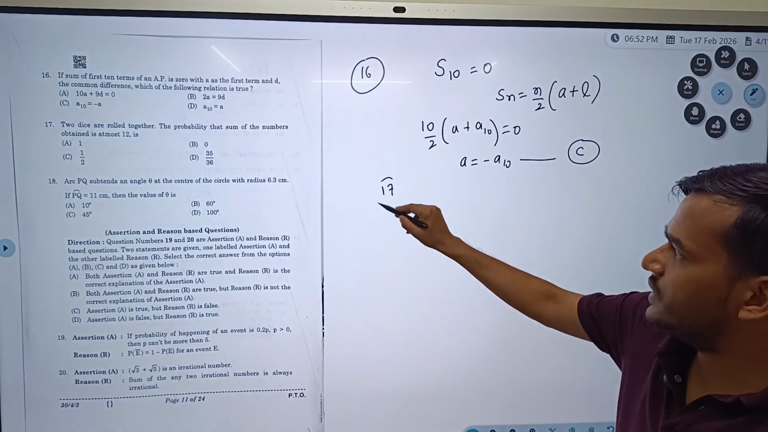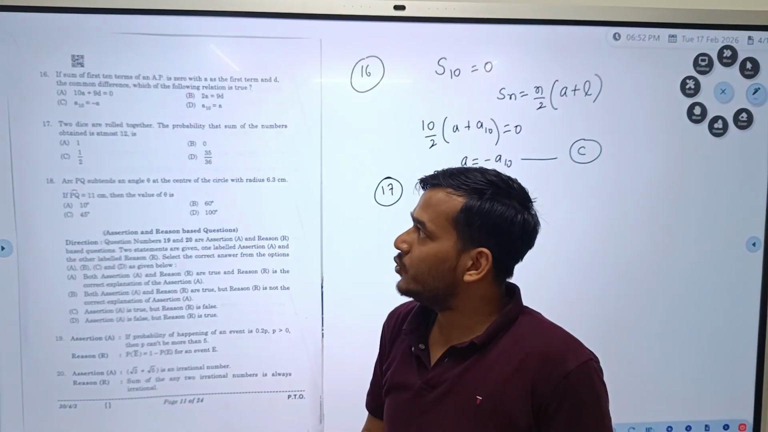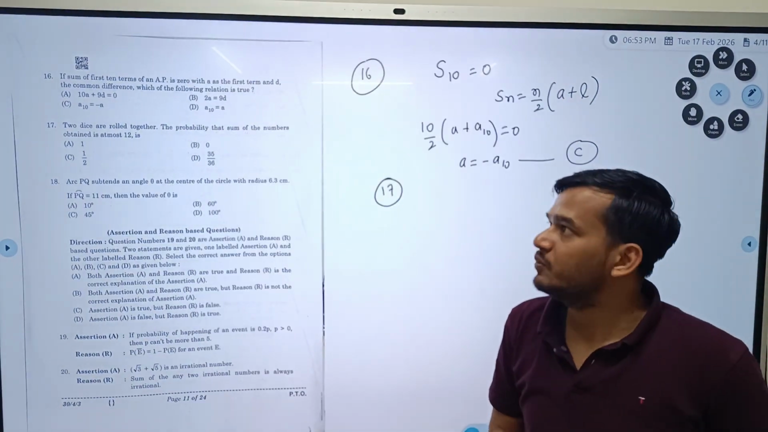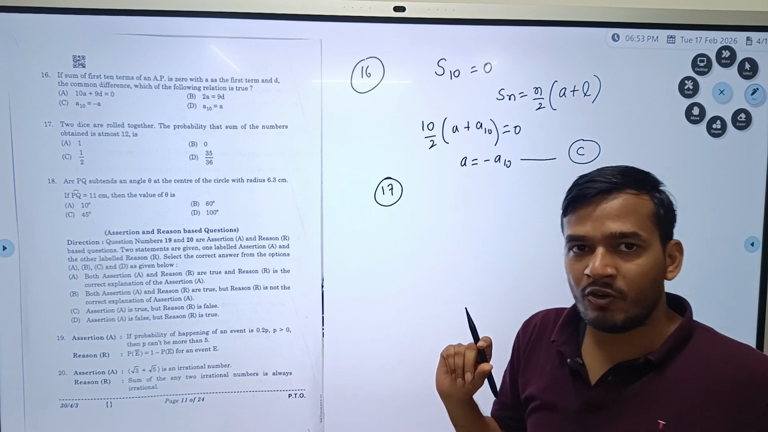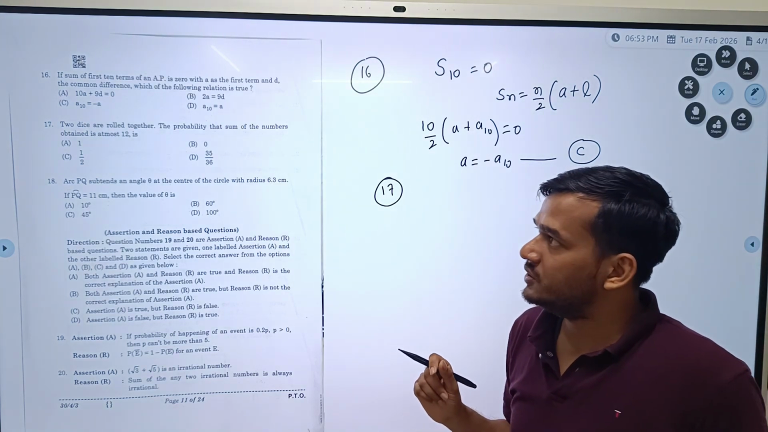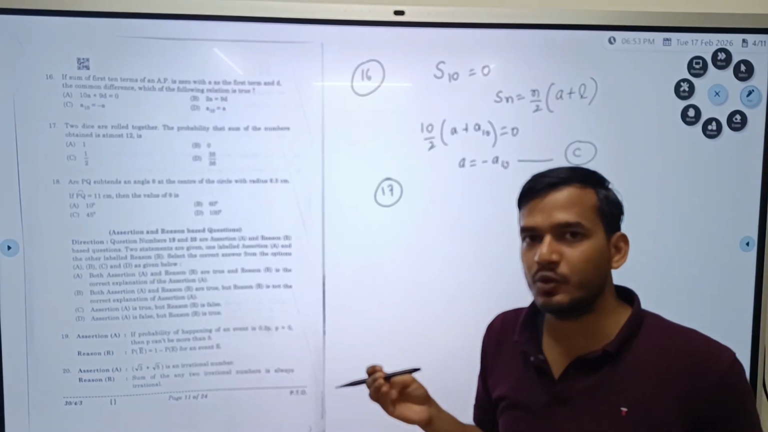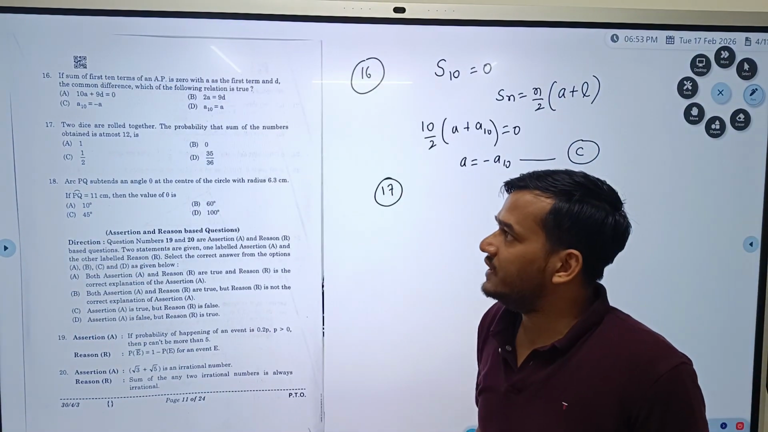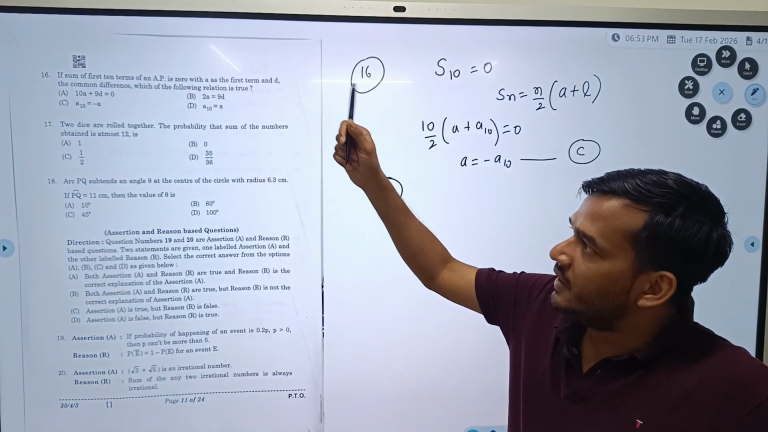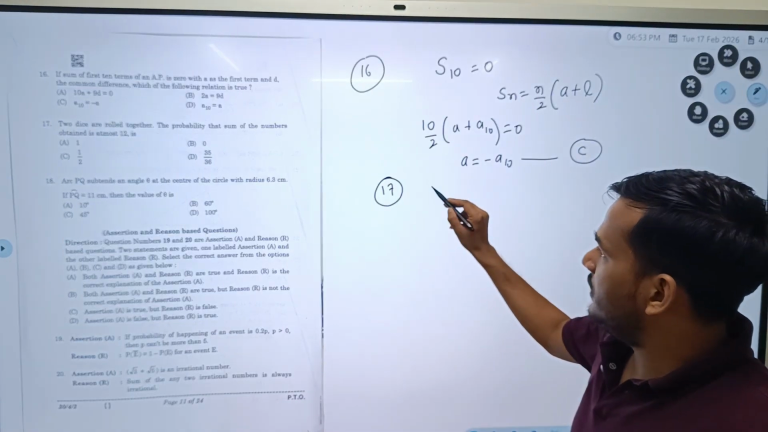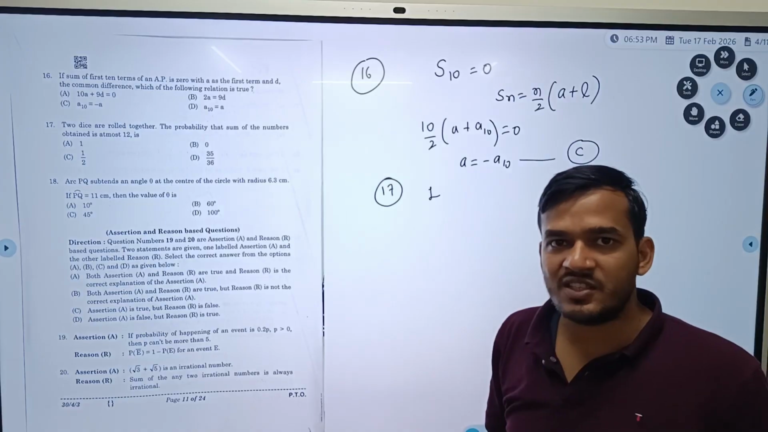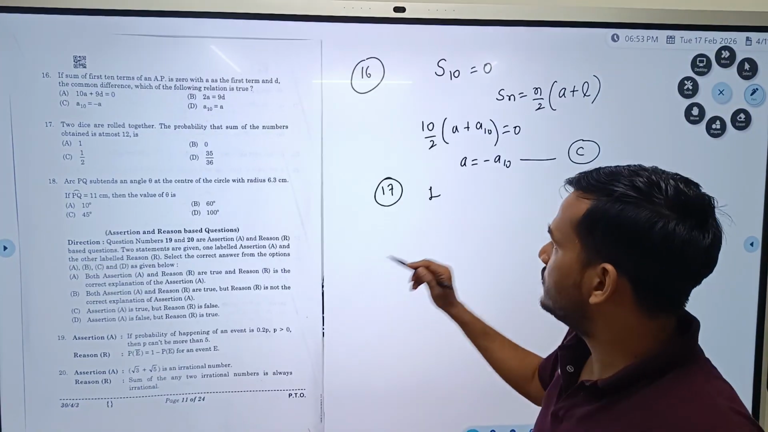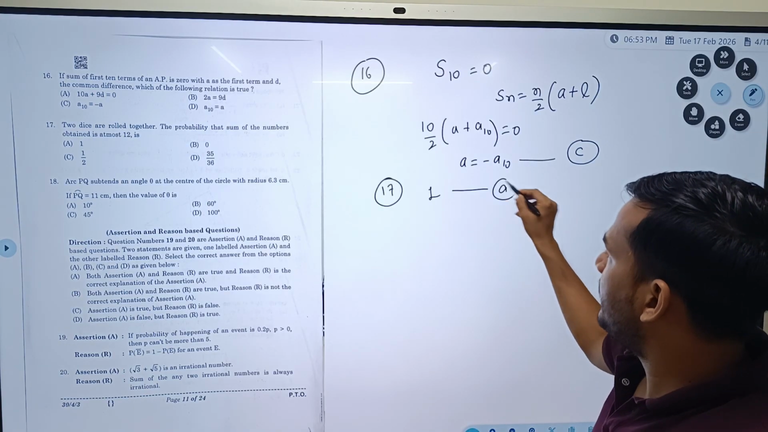Now coming to question number 17, look at this. Two dice are rolled together. The probability that the sum of the numbers obtained is at most 12. So when we roll two dice together, the possible sums are 2, 3 up to 12. So we cannot get more than 12 when we roll two dice. So the probability of getting at most 12 is 1 only, because this is a sure event. We always get less than or equal to 12. So 17th is option A.